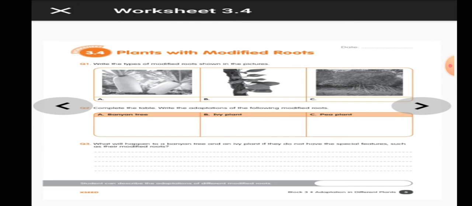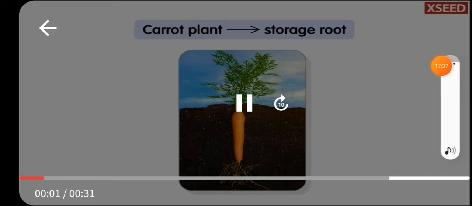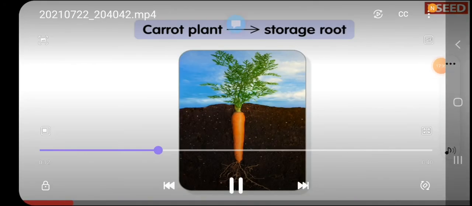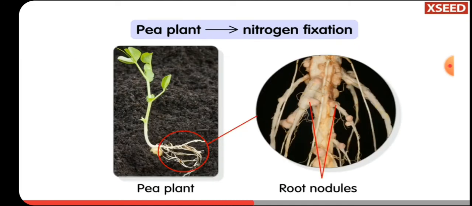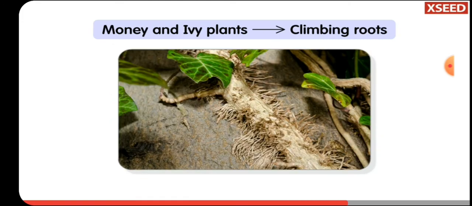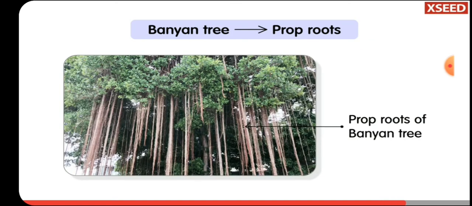Roots are modified for different functions. Storage roots store extra food that plants make. Parasitic roots penetrate the host. Nitrogen fixing roots make the soil fertile. Climbing roots help plants climb on support. Prop roots give extra support to the stem.